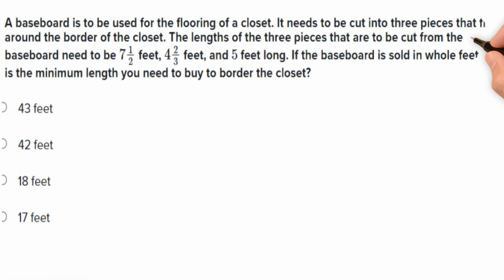Here we have another word problem that can be used with this strategy as well. A baseboard is to be used for the flooring of a closet. It needs to be cut into 3 pieces that fit around the border of the closet. The lengths of the 3 pieces that are to be cut from the baseboard need to be 7 and 1 over 2 feet, 4 and 2 over 3 feet, and 5 feet long. If the baseboard is sold in whole feet, what is the minimum length you need to buy to border the closet? So we need to get our fractions and make them into decimal points so they can be easier to work with, like counting money.